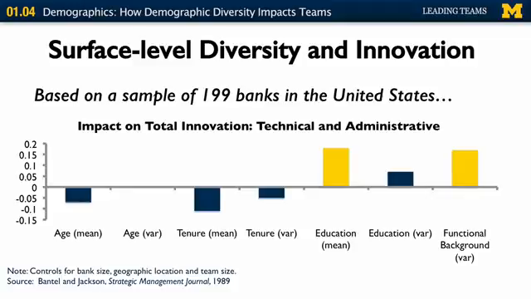The innovations in the banks took the flavor of both technical innovations, so that could be related to the technology that's underlying bank operations, as well as administrative innovation, so sort of innovations in the managerial processes of the bank. And look at what's actually found here. In this study, they predominantly looked at age, tenure, members of the team, how long they've been with the organization or the team, education level, and functional background.